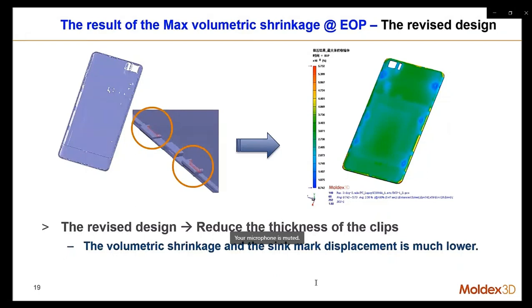So we do some edits on our clip design, and we use Moldex3D to predict how the sink situation will be with this design. We also check the maximum volumetric shrinkage in the same area, and we can see the high risk of sink mark in the bottom area is no longer there, and it will really help us to get a better surface quality.